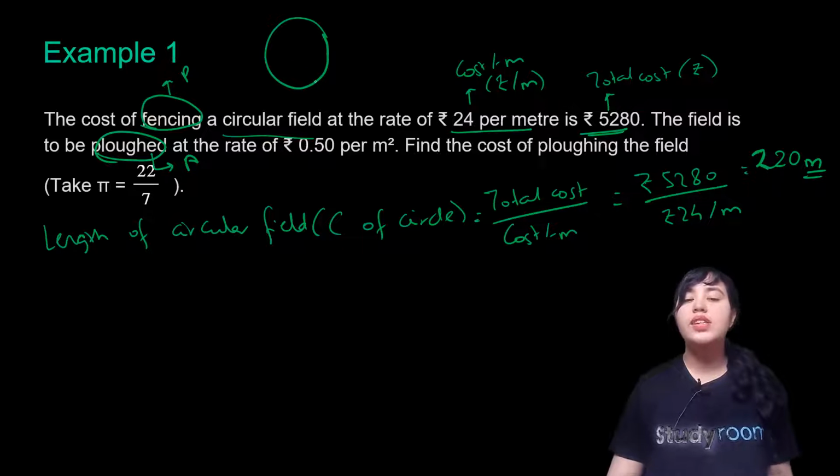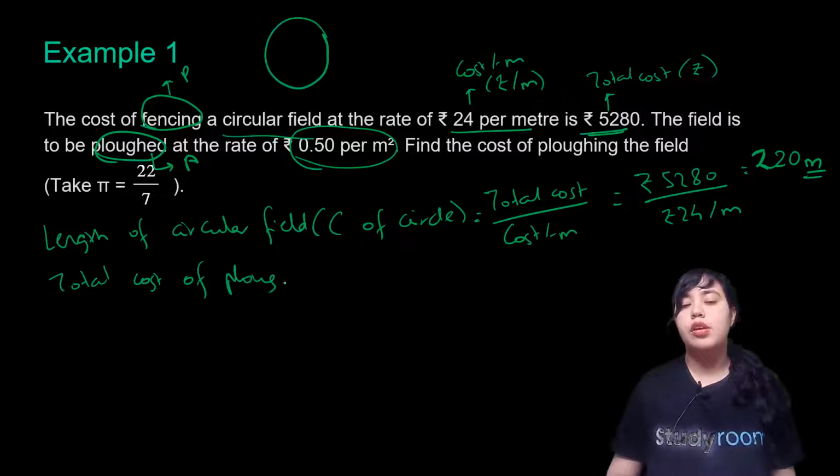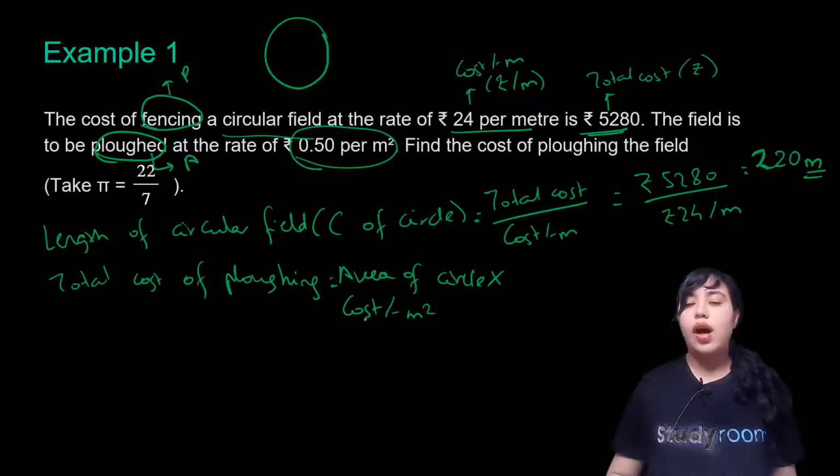Now the field is to be plowed at this rate. So the rate per meter square for plowing is given to you. The total cost of plowing is not known to you. So the total cost of plowing will be equal to what? It will be the area of my circle multiplied by the cost of plowing per meter square. So I know the cost per meter square, but I don't know the area of the circle.